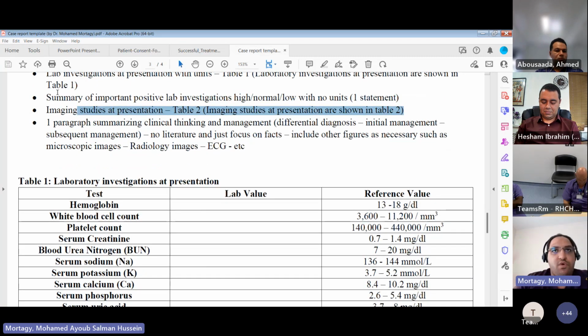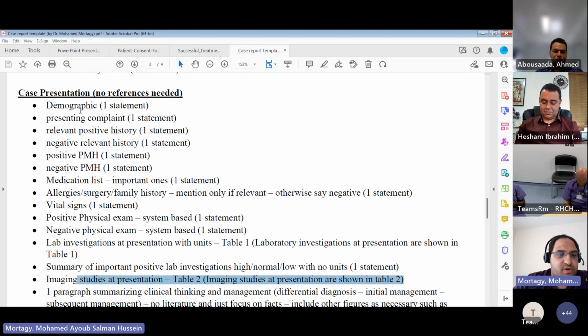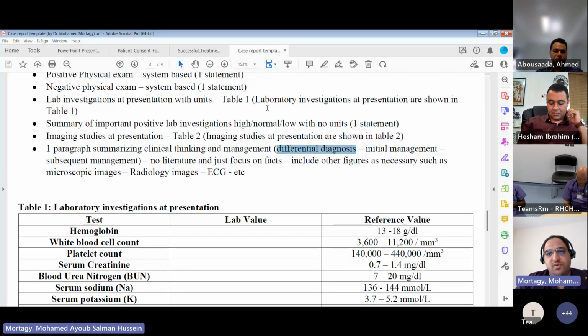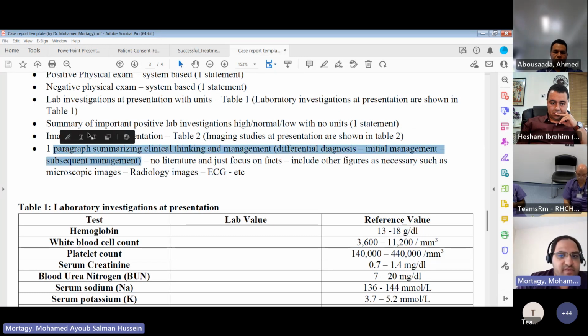And of course, if you have more figures, that will look better for your case report because publishers want to have figures and images. And then the last paragraph in your case presentation part is where you summarize your clinical thinking and management. So you can say, we found this patient has this differential diagnosis, and then we treated the patient in this way, and then this happened, and then this happened, just in one paragraph.